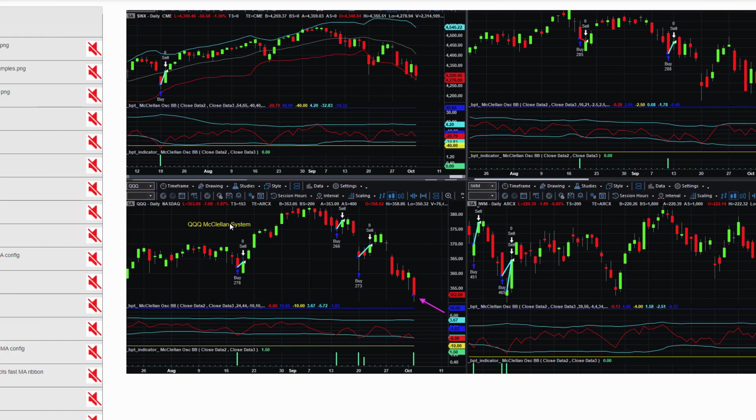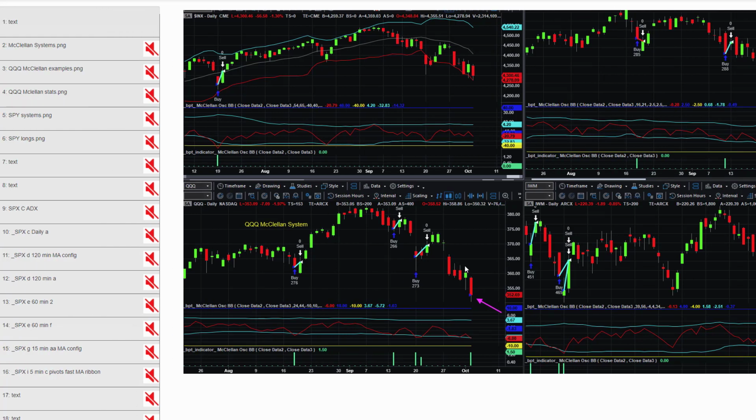Today, the QQQ McClellan oscillator system took a first entry here. You can see some of the recent trades. So we'll see if that ends up being a nice trade. Again, sometimes these systems can have multiple entries before you finally get your reversion to mean bounce. Let me show you an example of that.